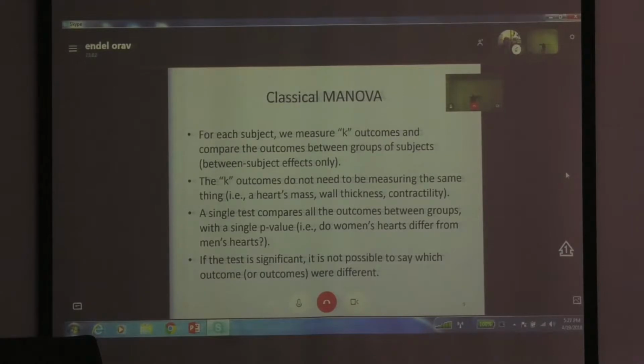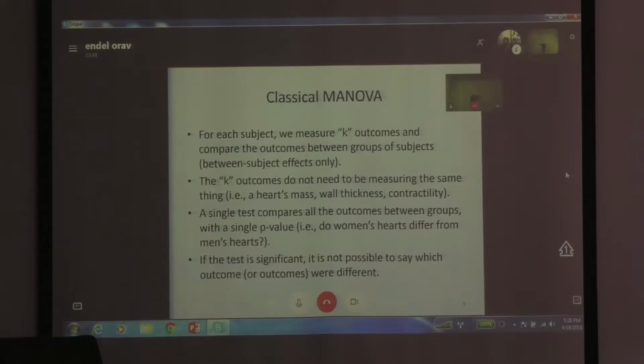So we have 3 outcomes per subject, and they are dependent with each other, and we want to analyze them all 3 at the same time. So not doing a t-test comparing heart mass between men and women, and then doing wall thickness between men and women, but we want all three of them at once, saying, is there any sort of difference between the hearts of men and women when it comes to those three measurements? What you'll end up with the MANOVA is a single p-value, a single test, comparing women's hearts to men's hearts, saying that they're different or not.